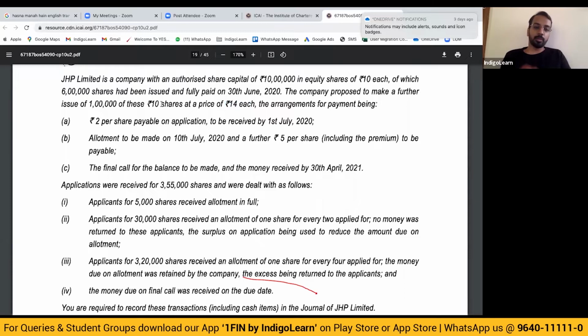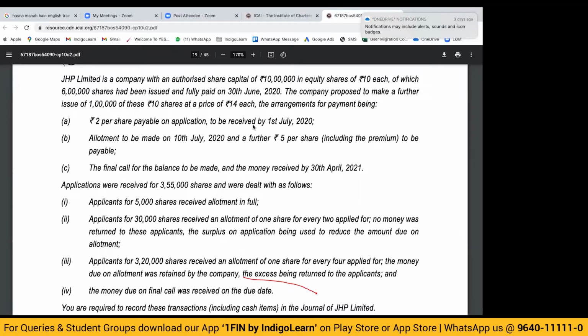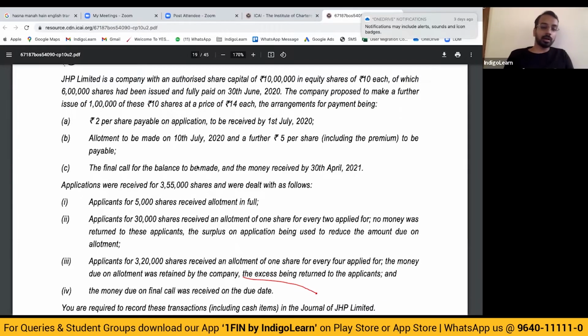Now, 10 rupees face value, 14 rupees issue price. What is the premium? Quickly. 4. 4 rupees is the premium. Okay, then 2 rupees per share payable on application, allotment to be made on 10th of July, and a further 5 per share including premium to be payable. Okay, final call to be made on 30th of April of 21. Fine. Now this is simple. See, the ABC adjustments, what is given is simple.